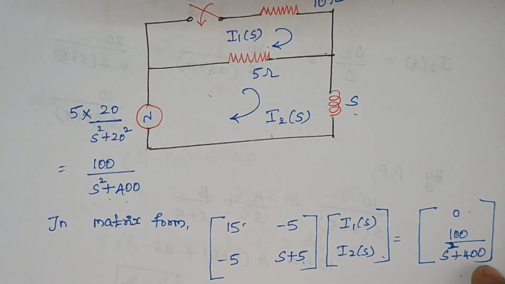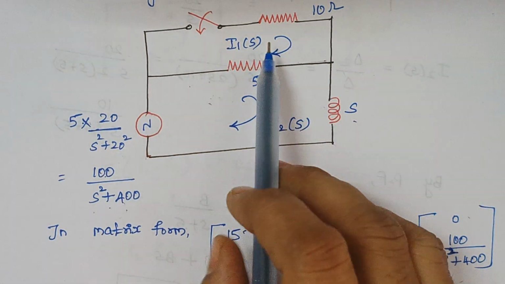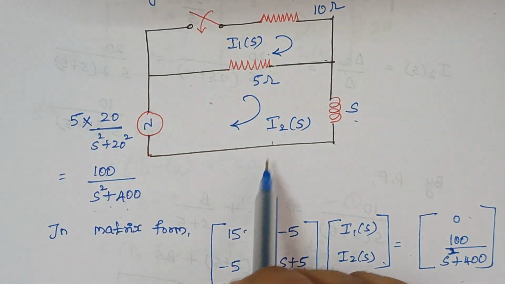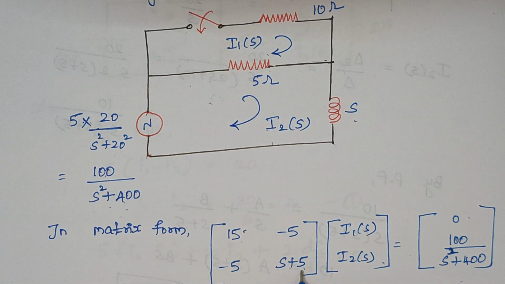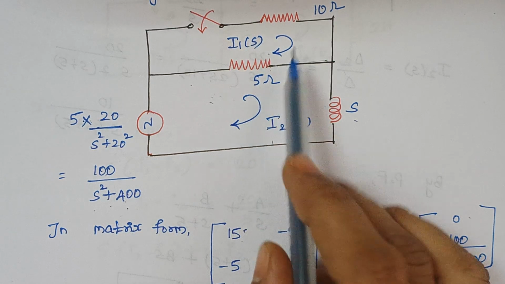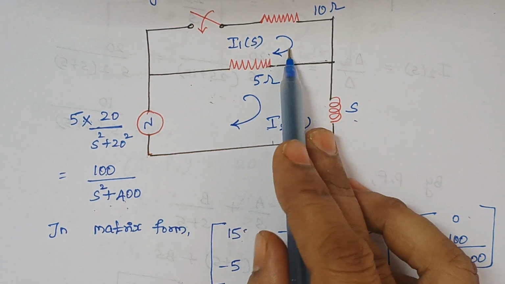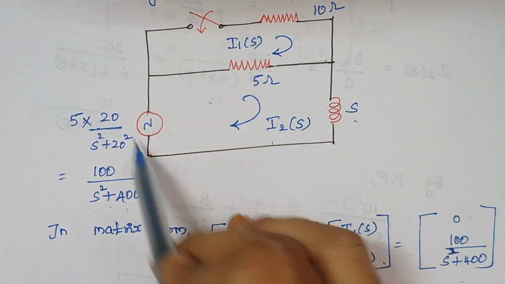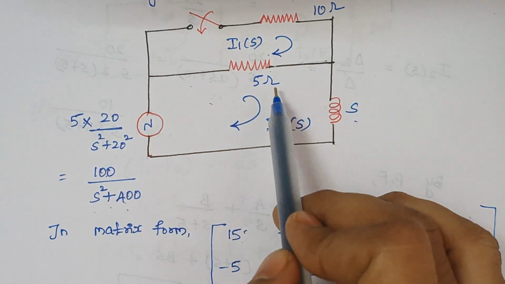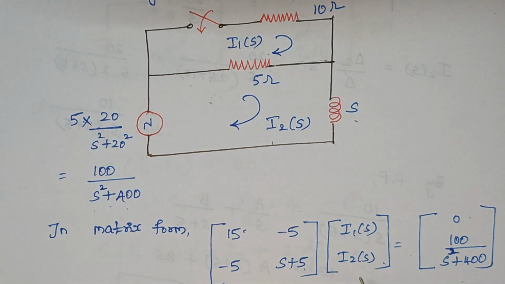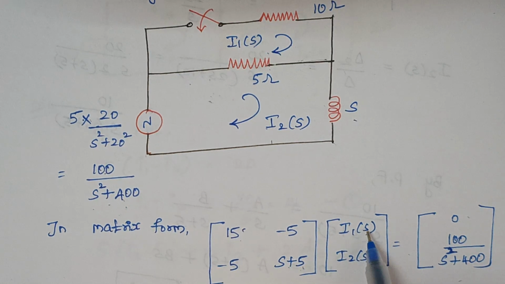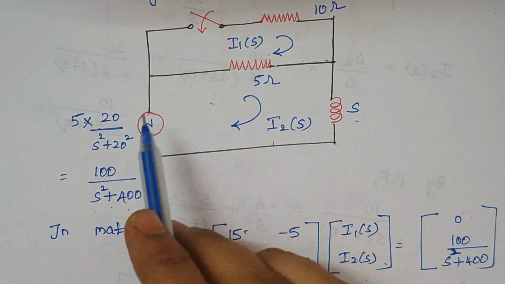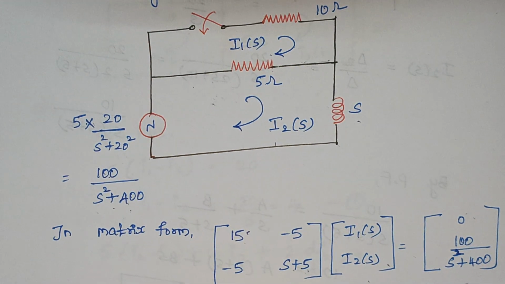Now we are going to write the matrix expression. So here in the matrix, as we all know, the sum of resistance in the first loop is 10 plus 5, 15, and in the second loop is 5 plus S, right? And this 5 ohm is common for loop 1 and loop 2. And again when you look at the direction of current, you see I1 flows like this and I2 flows like this. They are opposite to each other. Therefore here it is minus 5, right? Then the respective currents are I1 of S and I2 of S, and the respective voltages are 0 and 100 by S square plus 400, right?